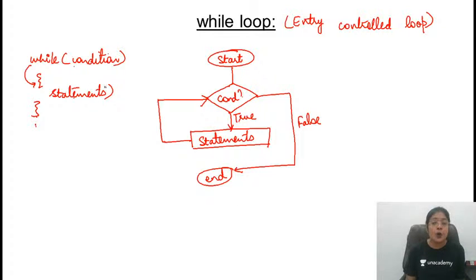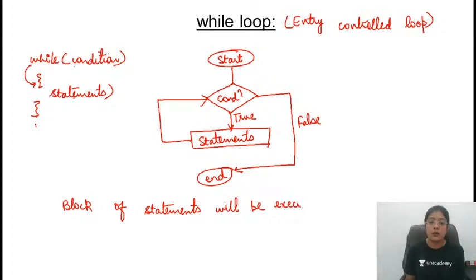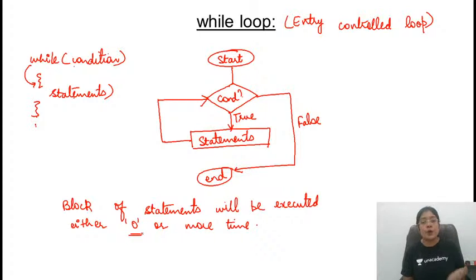So in this case, the block of statements will be executed either 0 or more times. Minimum time is 0. If the condition is false, it may execute for 0 times.